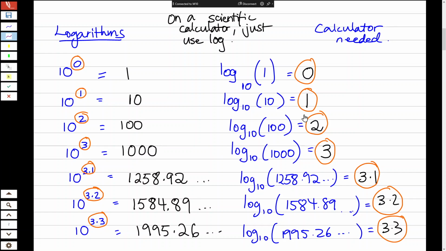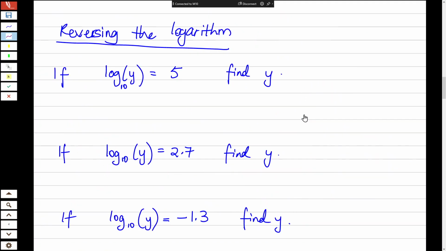The trouble is, what I found was that after I taught this to all my year 11 students last year, they all forgot it. So we'll see whether you remember it next week. So it literally is just 10 to the 5. That's 100,000.